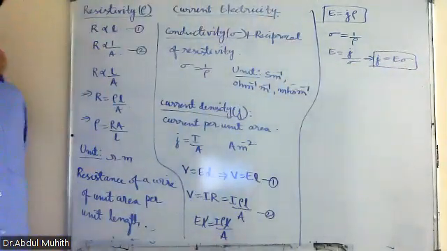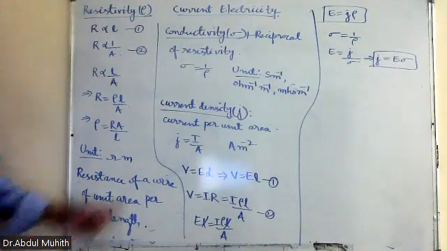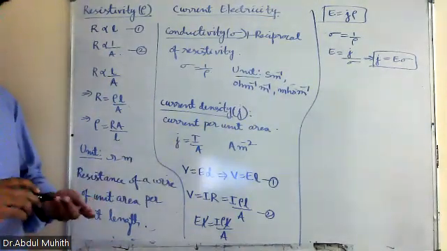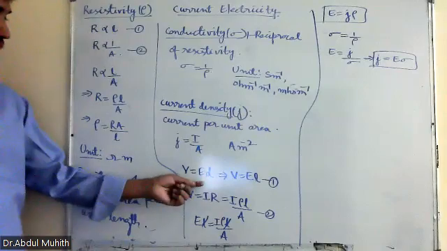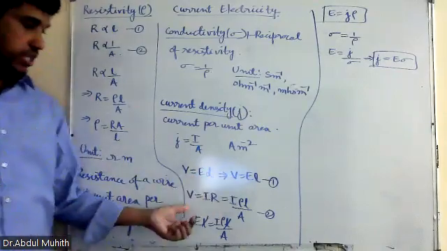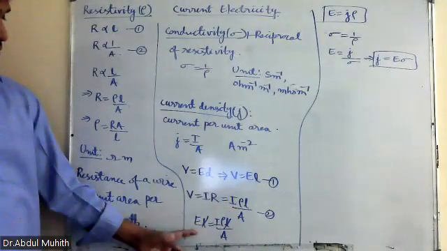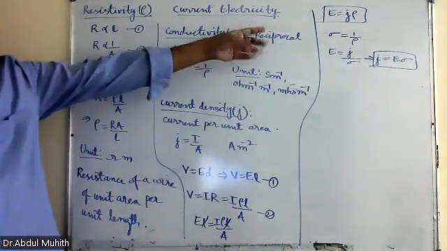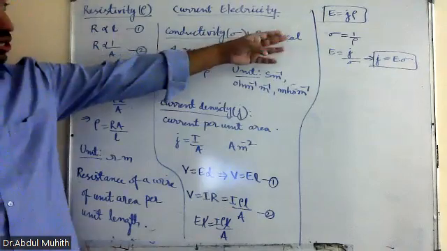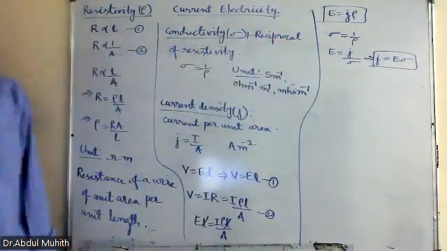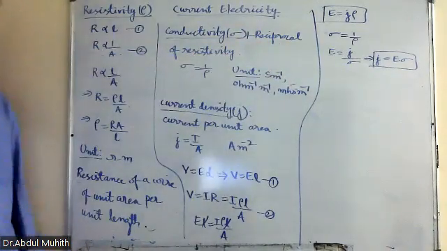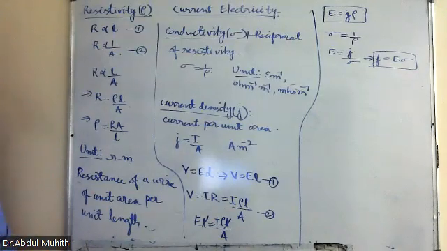Is that clear? Once again, current density is current per unit area. V is equal to ED or V is equal to EL. V is equal to IR. So R is equal to rho into L by A. Now L and L will go away. Then we get E is equal to J rho, and sigma is equal to 1 by rho. That is a formula for current density. Okay, two relations we got. Is it clear, all of you? Yes, sir.